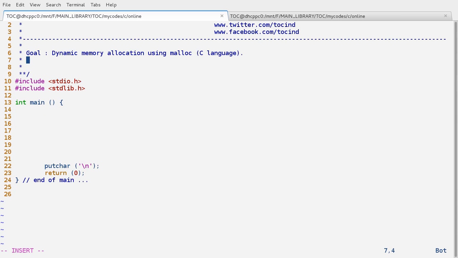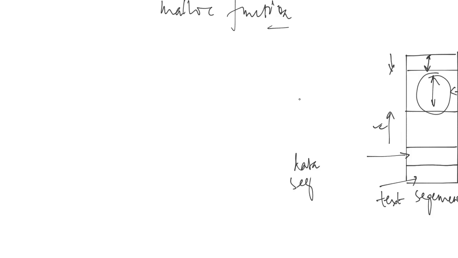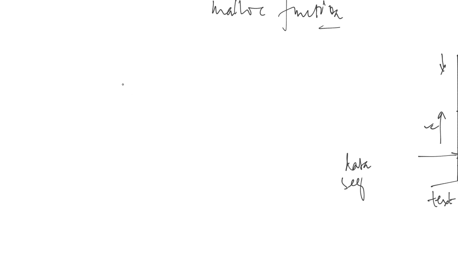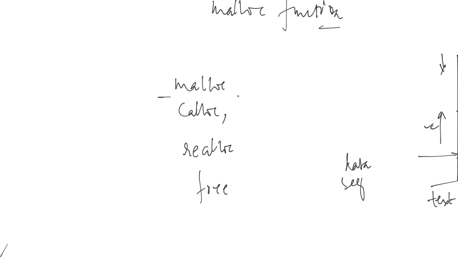There are 4 functions to work with dynamic memory. First one is malloc, another is calloc, realloc, and this is the free function. We will talk about this malloc function, and we'll use the free function also.